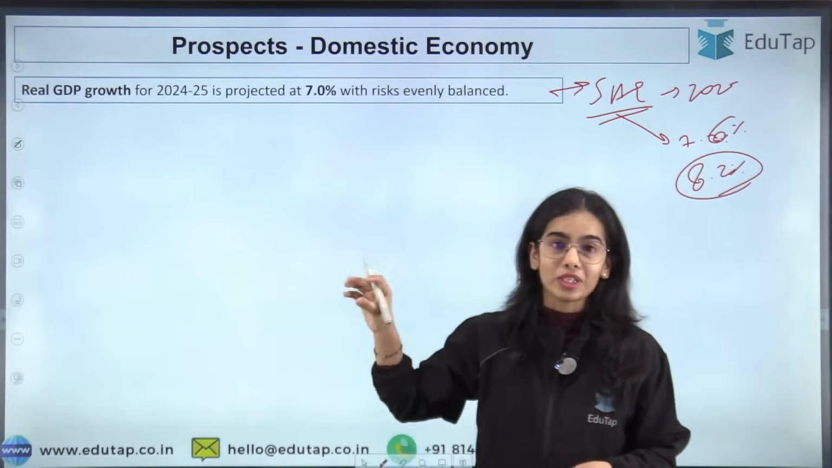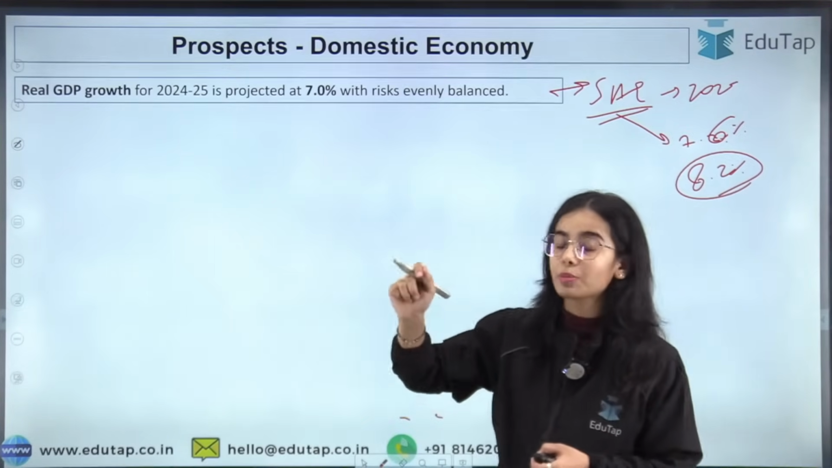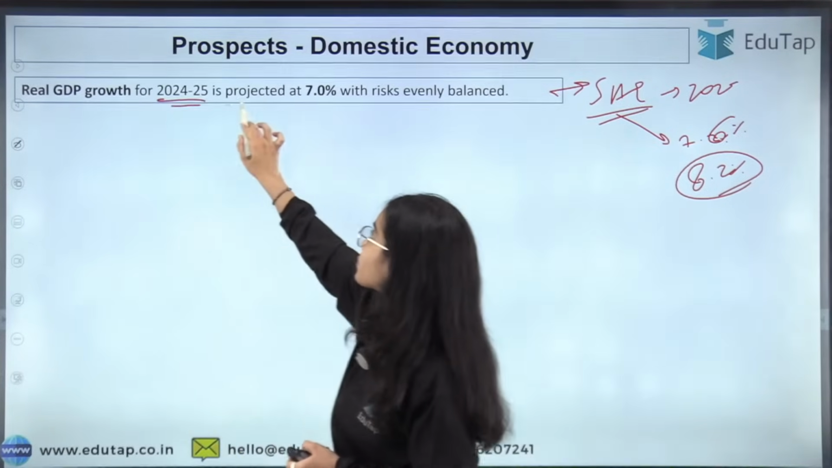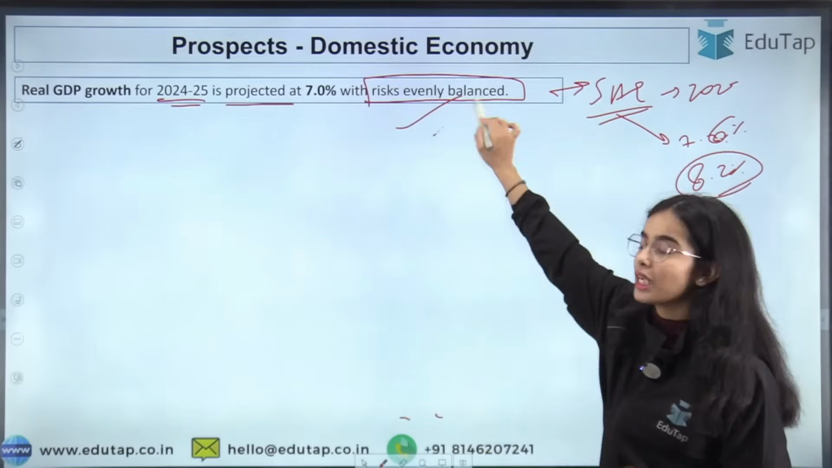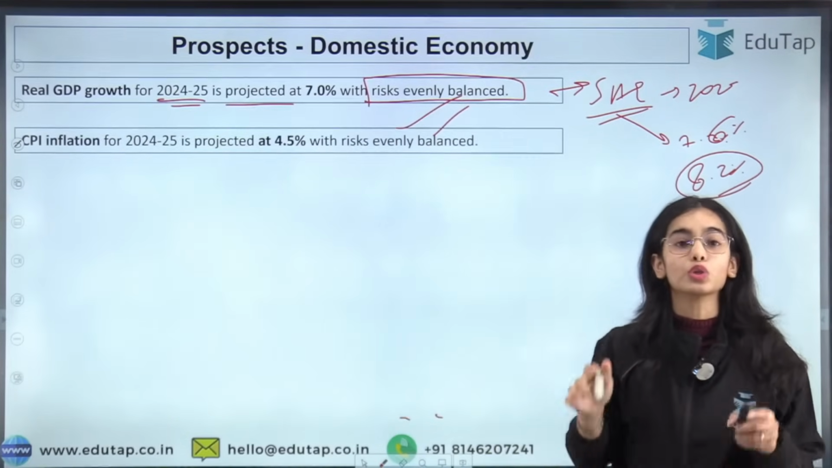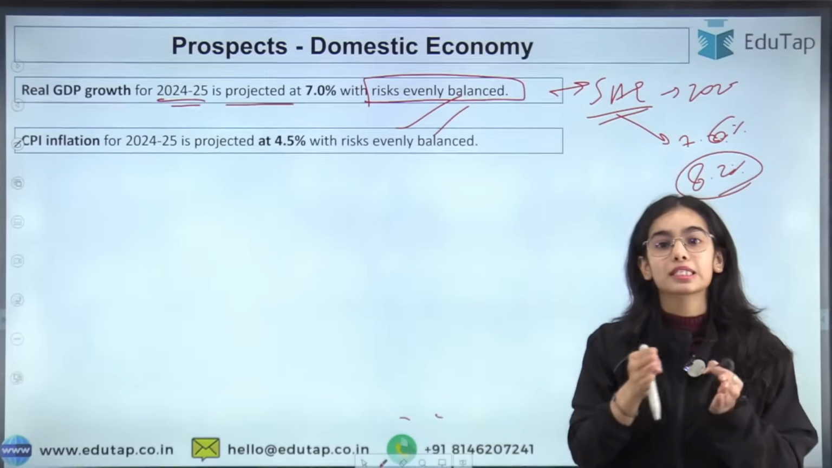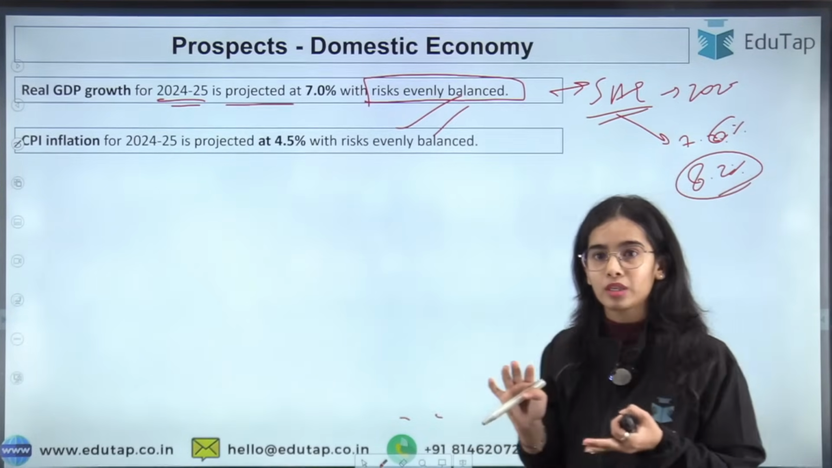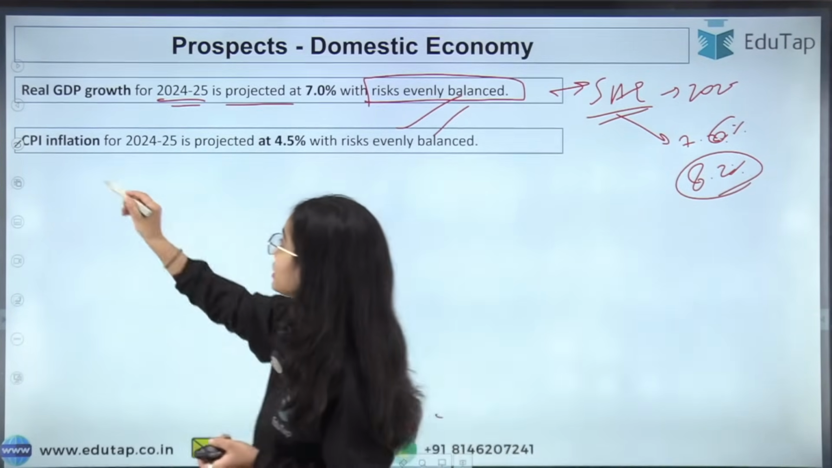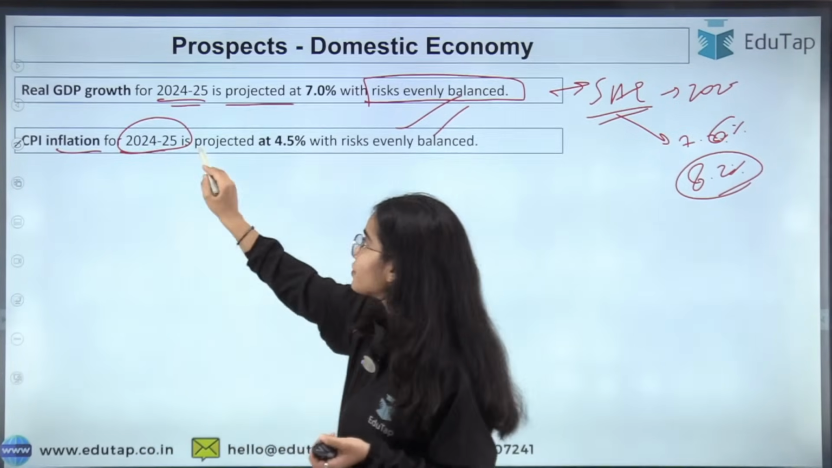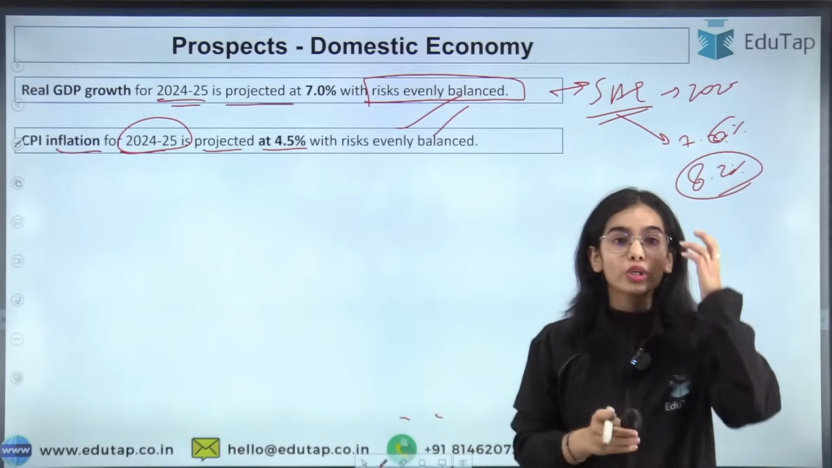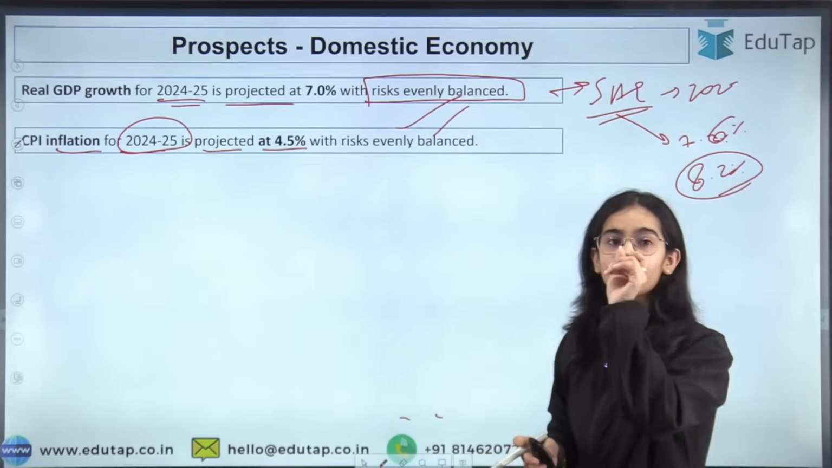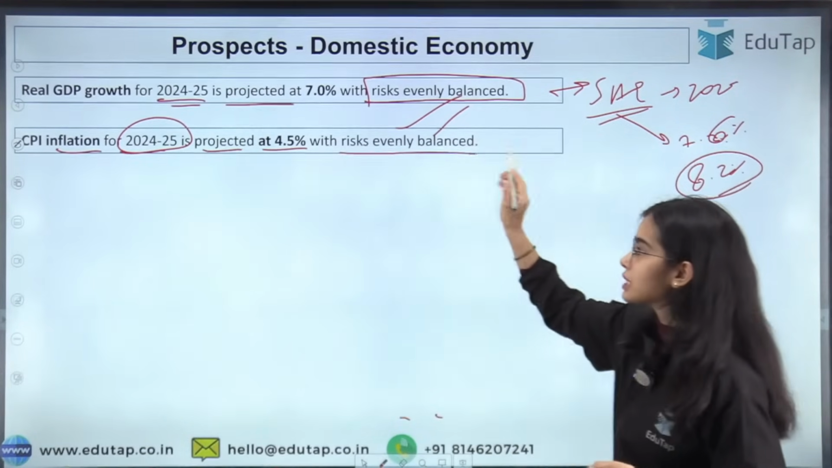So, real GDP growth as per the Reserve Bank of India, the real GDP growth for 2024-25 is projected at 7% with risk evenly balanced. So, this is the projection given for the real GDP growth of 24-25. Till now, we were discussing 23-24. CPI inflation for 24-25 is projected at 4.5%. So, CPI inflation is projected to go down in 24-25 to 4.5% with risk evenly balanced.